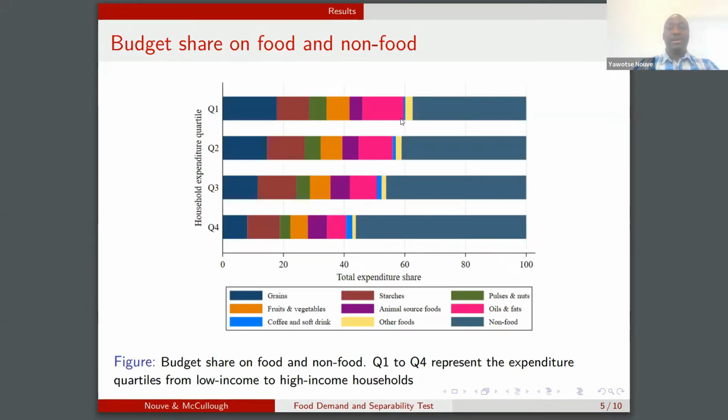Before moving to the result of our test itself, let me show you some basic summary statistics. This figure shows the budget share on food and non-food groups for our sample of study. Q1 represents the lowest income group, and Q4 represents the highest income group. As you can see here, we find that low-income households spend more of their income on grains and cereal products relative to high-income households. And also consistent with the literature, you find that wealthier households spend more on non-food goods as compared to poorer households.